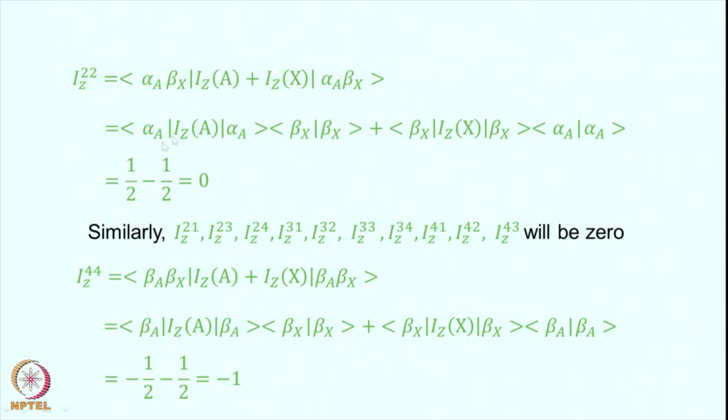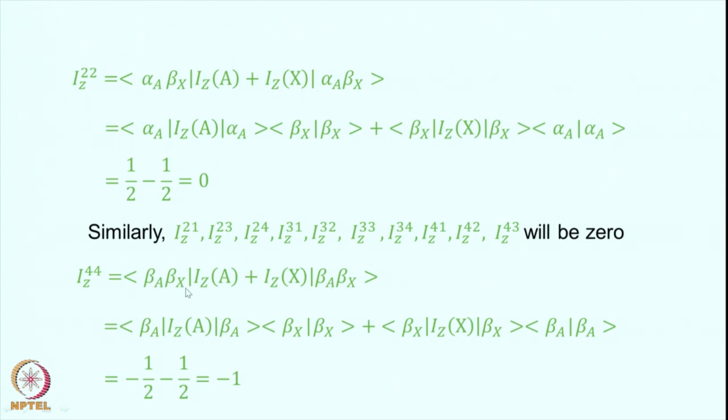Now similarly you can do this calculation for all the other elements of the matrix, and you will find that in the second row Iz 2 1, 2 3, 2 4, and in the third row 3 1, 3 2, 3 3, 3 4, that means all the 4 terms, and in the fourth row 4 1, 4 2, 4 3, these will all be 0. Okay. So therefore in the first row also we said Iz 1 1 was non-zero and the other 3 terms were 0, shown earlier.